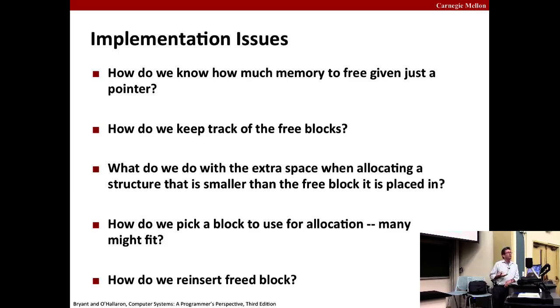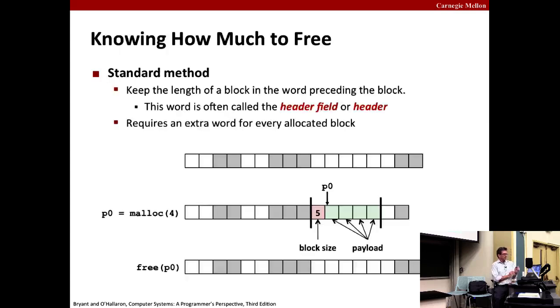There are a lot of free blocks in the heap. When the allocator gets an allocation request, how does it pick from among all of those different free blocks? There are many choices. And then when free tries to insert a free block, where in the heap does it insert it? How do we reinsert a free block? What does that mean? So today we're going to look at all of these issues, starting with knowing how much to free.